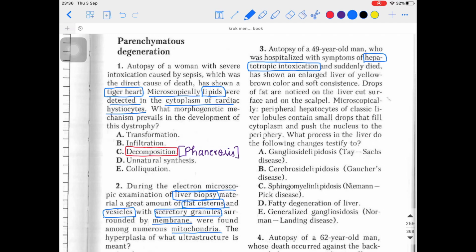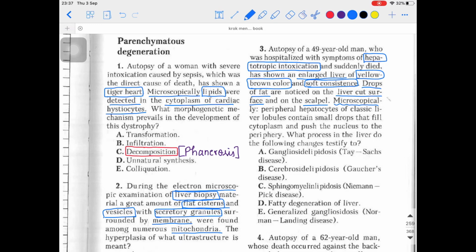Has shown an enlarged liver of yellow brown color and soft consistence. Drops of fat are noticed on the liver cut surface and on the scalpel with which they are doing the cutting or autopsy. Microscopically, very important. There are two things which you need to emphasize as far as pathomorphology or pathological anatomy is concerned. One is the macroscopic finding and the other one is the microscopic finding. So you need to be very clear between the macroscopic and the microscopic things, right?